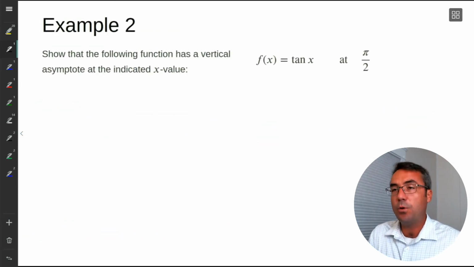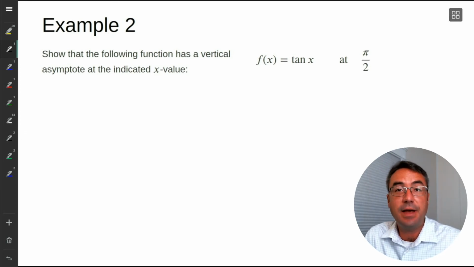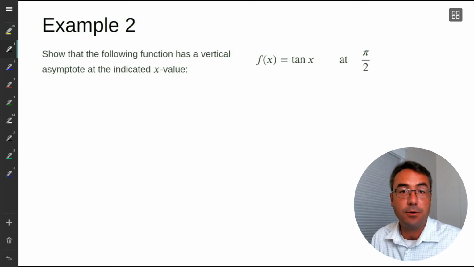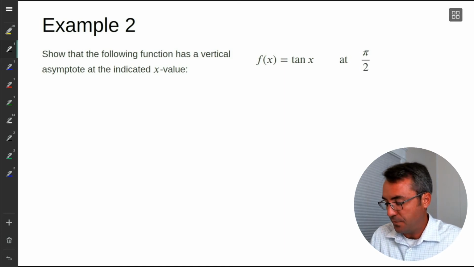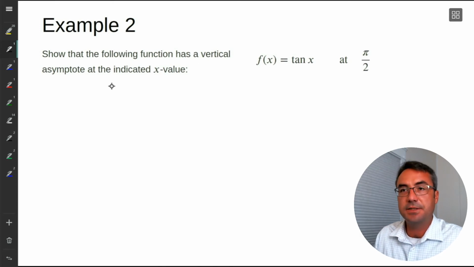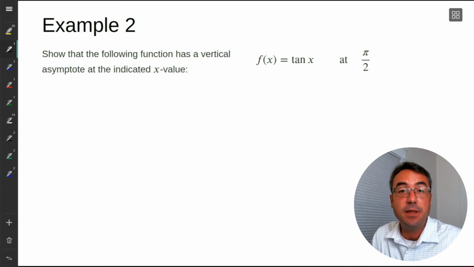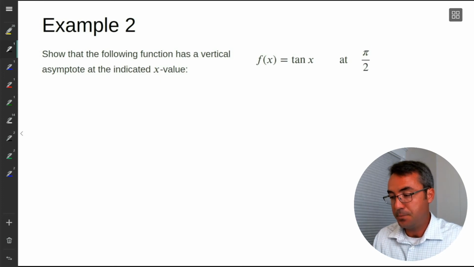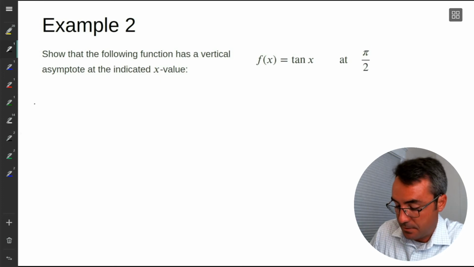All right, let's try one more, just for the practice here. So we're going to show that the function tan of x has a vertical asymptote at the x value pi over 2. All right. So first thing, when we think of vertical asymptote, to show that a function has a vertical asymptote, we need to show that it has an infinite limit on at least one of the sides, the left side or the right side. So that means we need to calculate two potential limits.